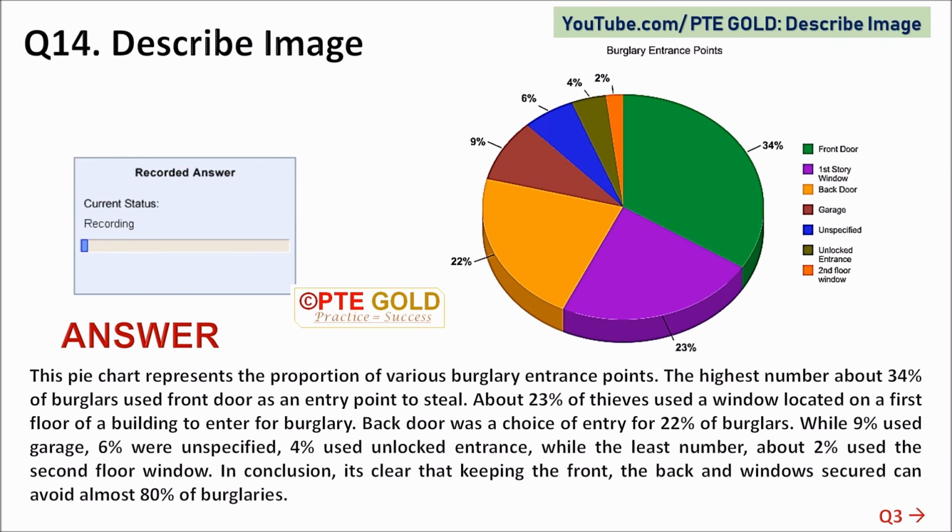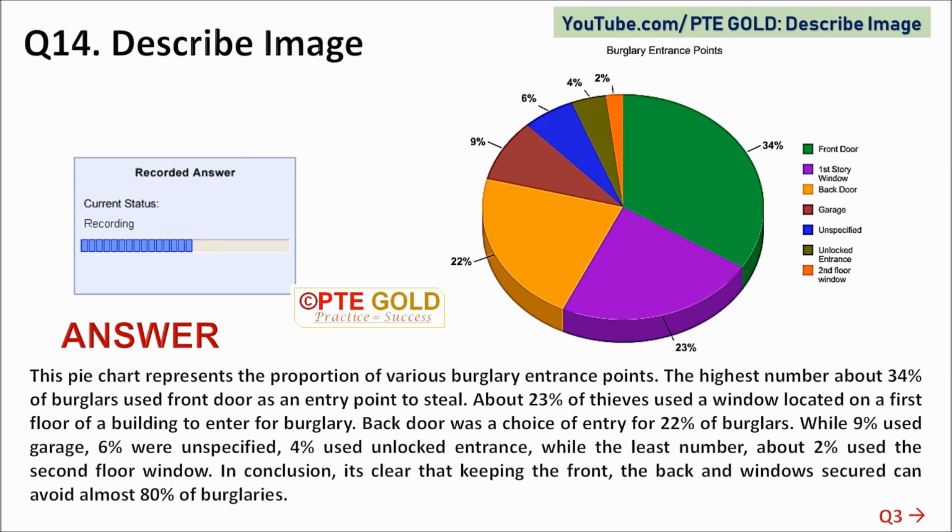This pie chart represents the proportion of various burglary entrance points. The highest number, about 34% of burglars, used the front door as an entry point to steal. About 23% of thieves used a window located on the first floor of a building to enter for burglary. The back door was a choice of entry for 22% of burglars.